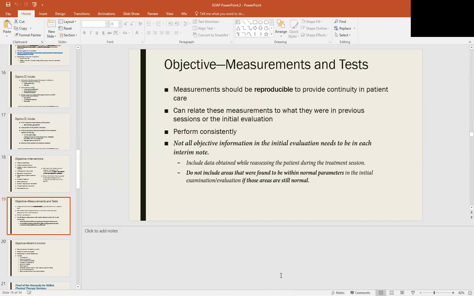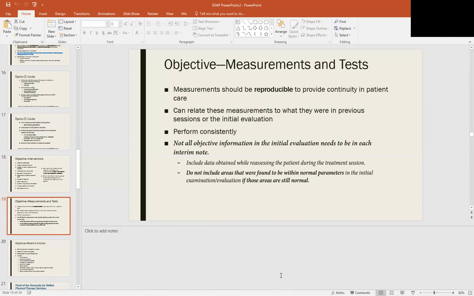So with measurements and tests, measurements need to be reproducible to provide continuity in patient care. That's why we're such sticklers with goniometry on the patient landmarks. You want to relate these measurements to what they were in the previous session or the initial evaluation.